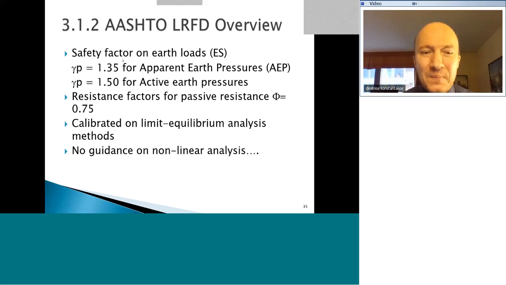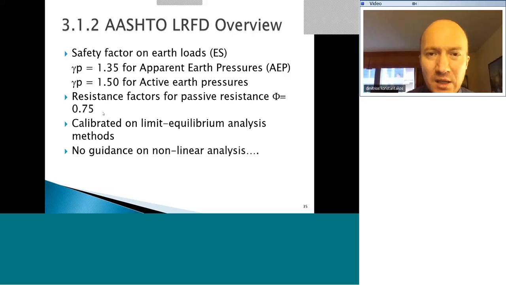So the idea, if you have multiple supports in cases where we have apparent earth pressures, is we're using a safety factor of 1.35 on the earth loads. And if you have cantilever cases or active earth pressures, you're going to use a 1.5 safety factor. And on the resistance side, if you have passive pressures or any resisting force, you'll apply a factor of 0.75 to reduce that resistance. Now that has been calibrated into limit equilibrium analysis, and I don't know what kind of calibrations they've done, but there's no guidance on what to do when you have a nonlinear analysis.